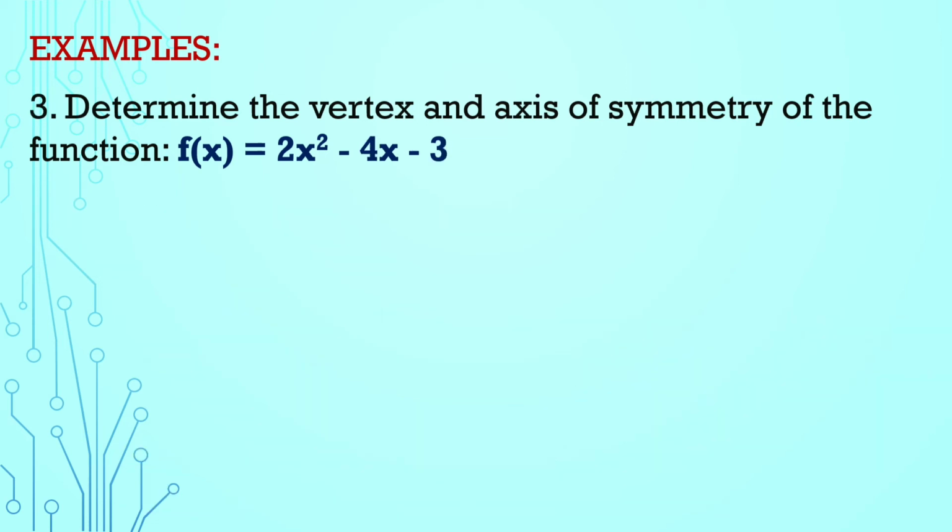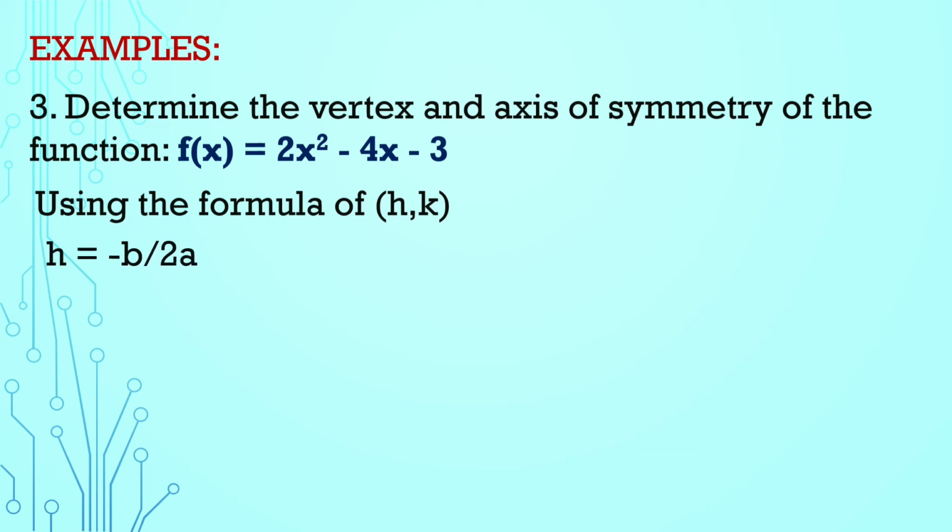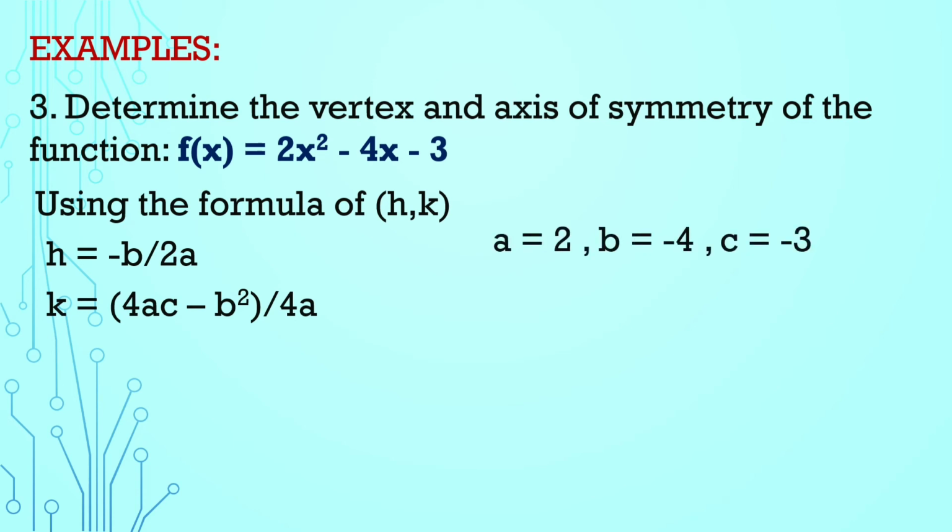So, let's have number 3. Determine the vertex and axis of symmetry of the function f of x equals 2x squared minus 4x minus 3. So, I'm using the formula of h, k wherein h is equals to negative b over 2a and k is equals to 4ac minus b squared over 4a. So, ang ating a sa given ay 2, ang b ay negative 4, at ang c ay negative 3. So, substitute natin yung ating mga given sa ating formula. So, h is equals to negative times negative 4 over 2 times 2. So, negative times negative 4 is positive 4, and 2 times 2 is equals to 4. So, 4 over 4 is equals to 1. So, h is equals to 1.